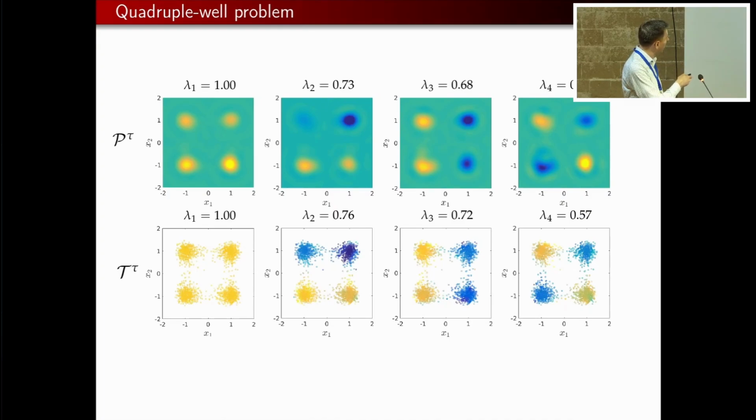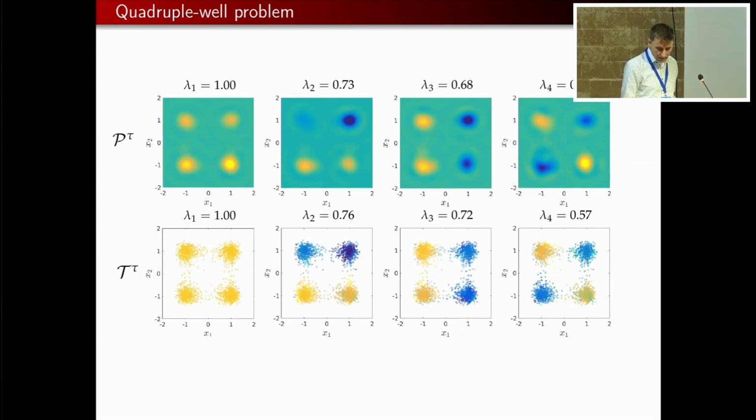And then the next eigenfunctions tell you how you can subdivide the state space, for example, horizontally, vertically, or diagonally into different sets. So if you combine the information contained in these eigenfunctions, you get 4 metastable sets corresponding to these 4 wells here. That's the general idea, and that's how we typically use this to identify conformations of molecules.